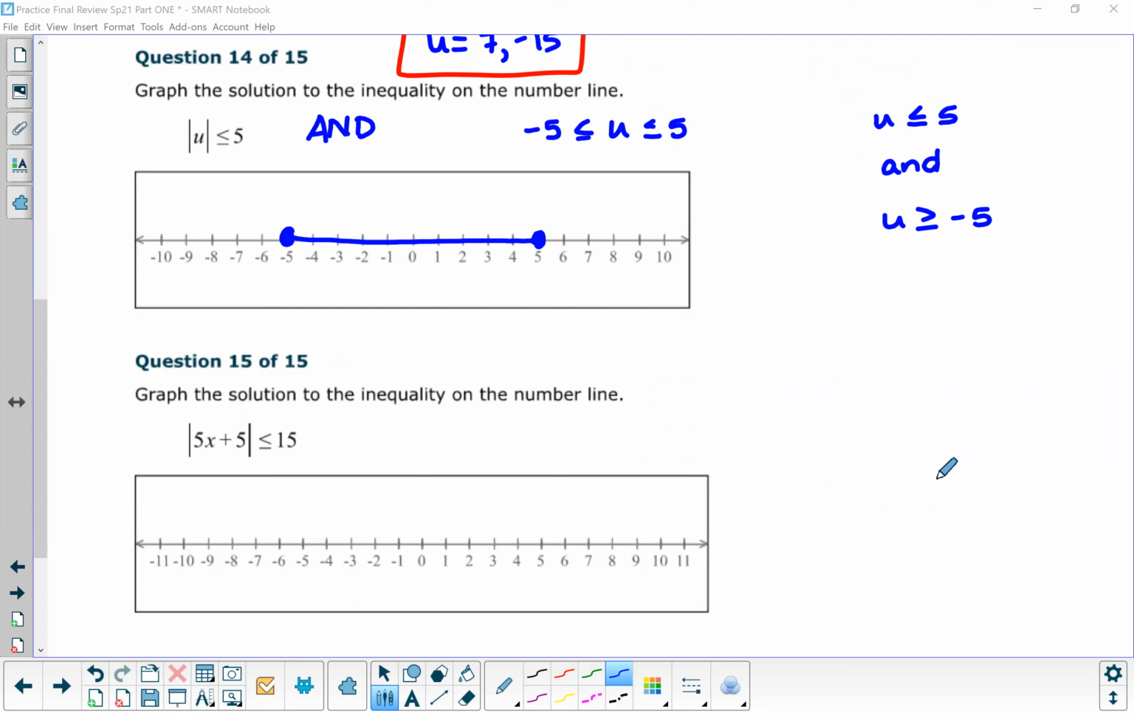All right, now for 15, we have absolute value of 5x plus 5 less than or equal to 15. So again, compound inequality and we can write it. We have 5x plus 5 is less than or equal to 15, greater than or equal to negative 15. So it's just quicker to write it this way, I think.